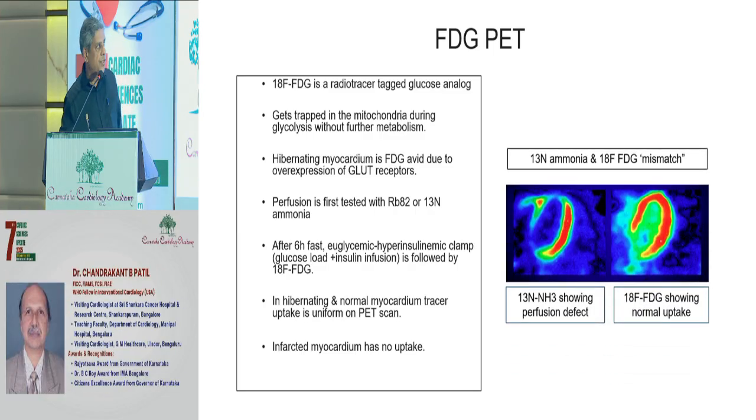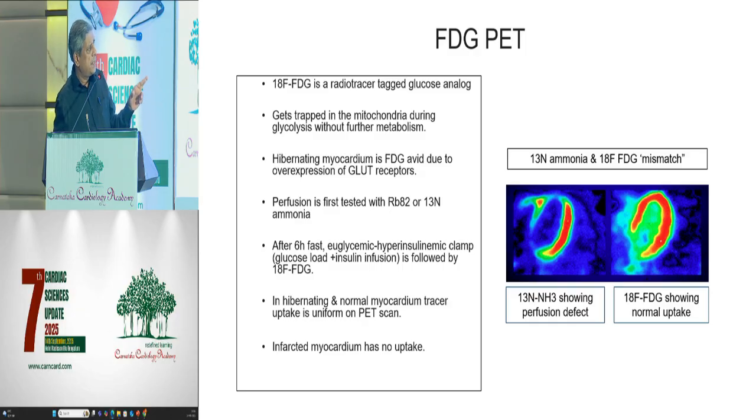So here is a picture. On the left panel, we see that the anterior and septal area has less perfusion. That is the ammonia scan, which shows perfusion. There is a perfusion defect. However, when FDG is injected, we see that even that area lights up. So that is normal uptake. That means those cells are alive. In spite of the fact that there is no perfusion here, the cells are alive. So this kind of perfusion and uptake mismatch in FDG PET tells us that this is viable myocardium. So FDG PET is one of the best tests. It is said to be the gold standard for testing myocardial viability.